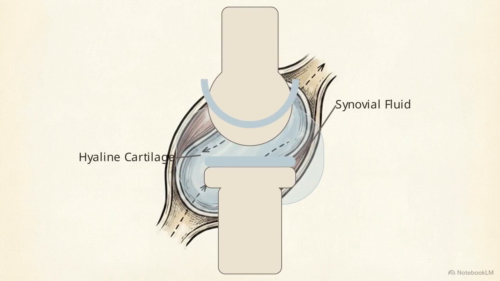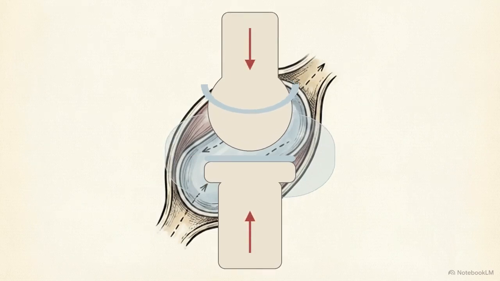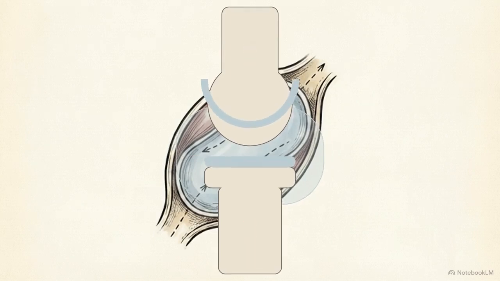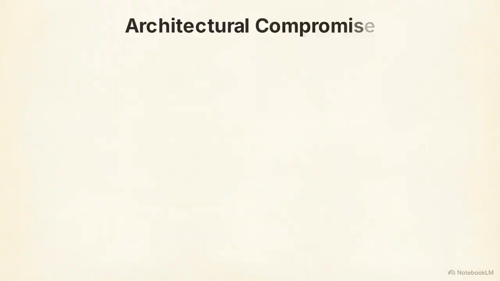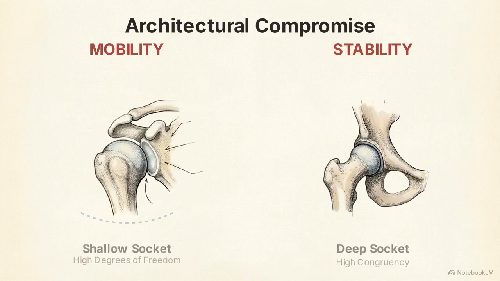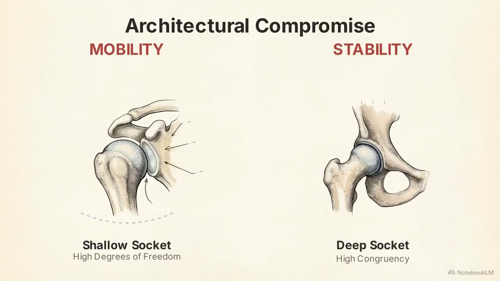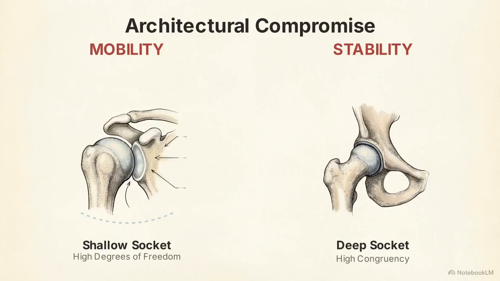These fluid-filled, cartilage-lined mechanical linkages are engineered to solve a massive physical problem: how to bend without breaking under load. But if you look closely at human anatomy, you realize there is no such thing as a perfect joint. Every articulation in the human body is an architectural compromise between two competing physical states: mobility and stability.